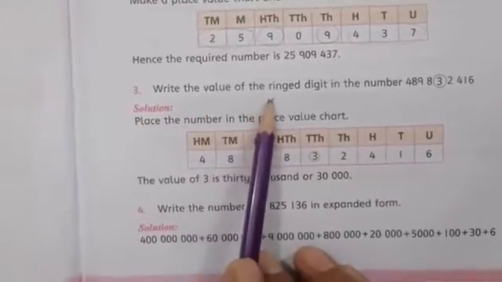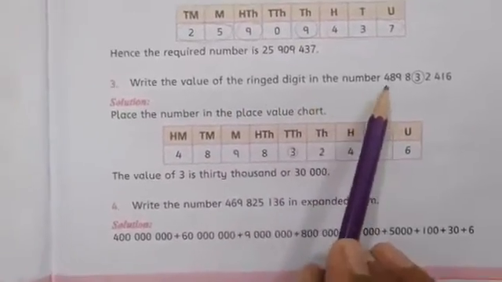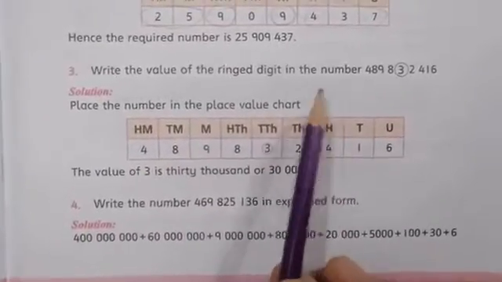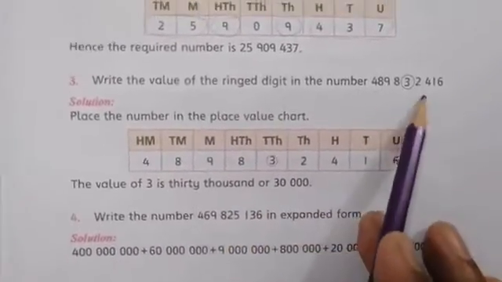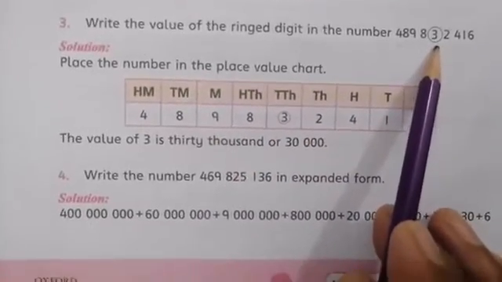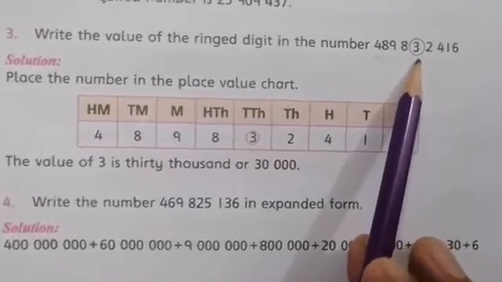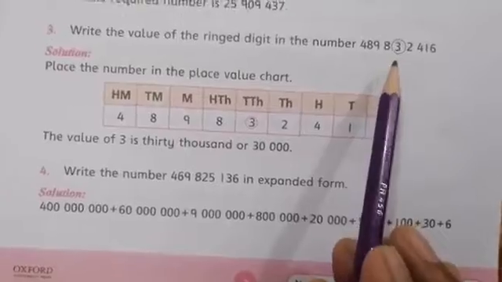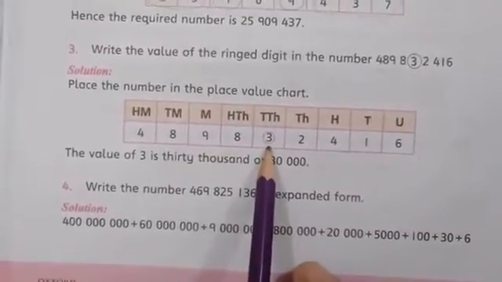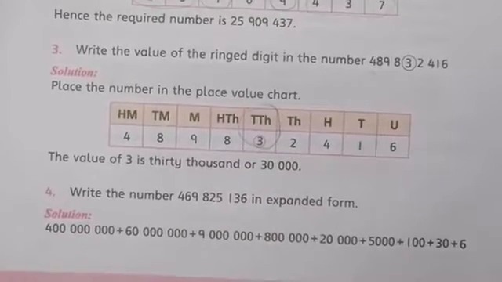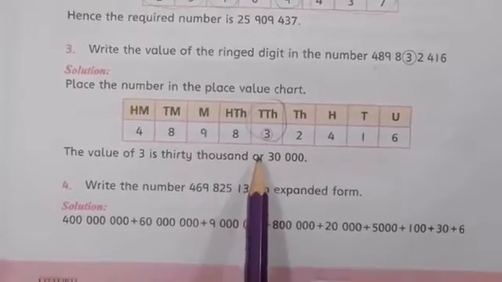So third example, write the value of the ringed digit in the number. This is the standard form given. So first we will write the number in the place value chart, this standard form into the place value chart, and then here we see that 3 is circled, that is inside the ring. So we have to just point out the place value of the 3 digit, that you can see in the chart, that is 10,000. 10,000 is the place value.